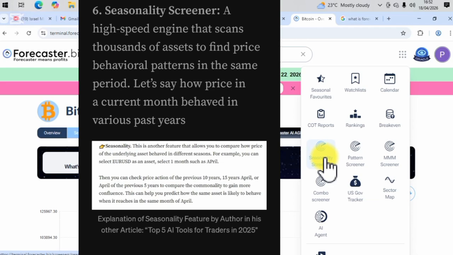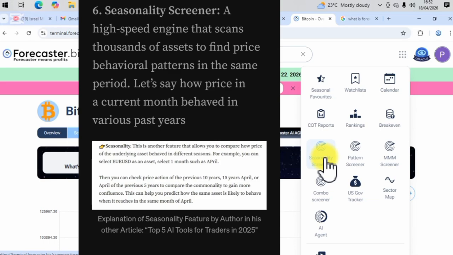Let's say how price in the current month behaved in various past years. So it's another feature that allows you to compare how price of the underlying asset behaved in different seasons. For example, you can select Euro USD as an asset, select one month such as April, then you can check price action of the previous 10 years or 15 years in the same month of April, or April of the previous 5 years, to compare the commonality to gain more confluence.